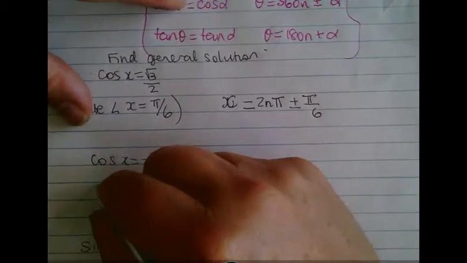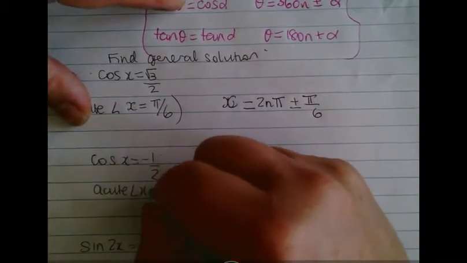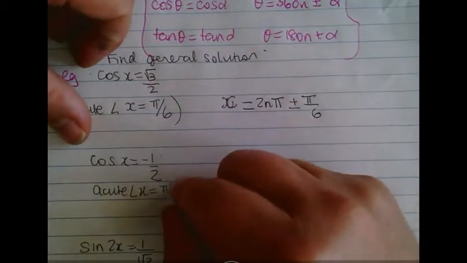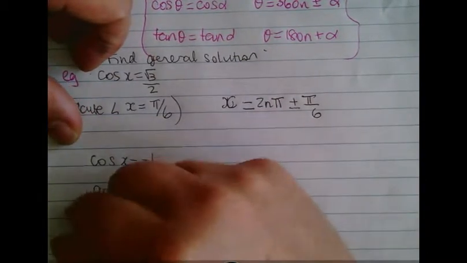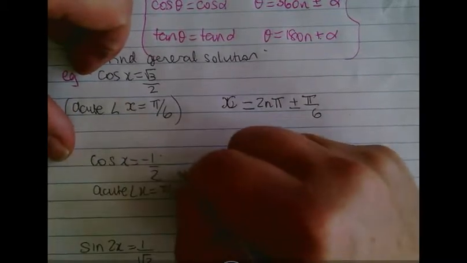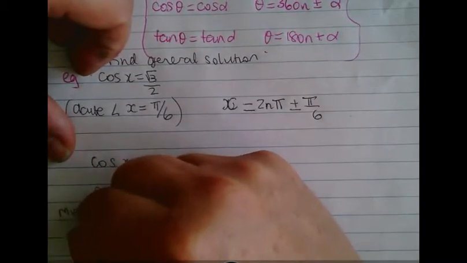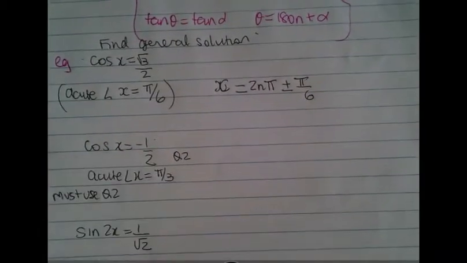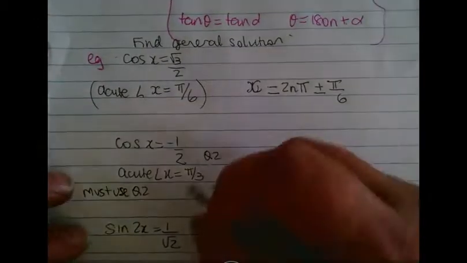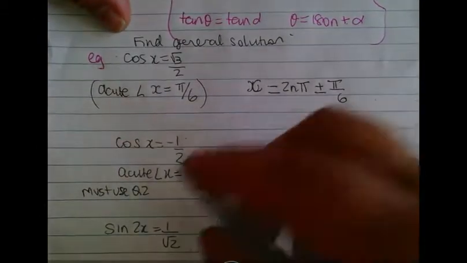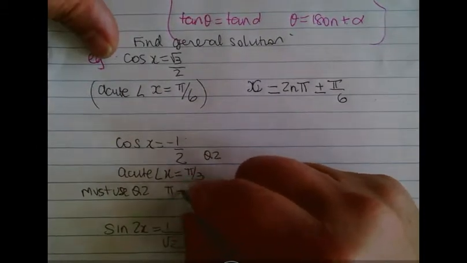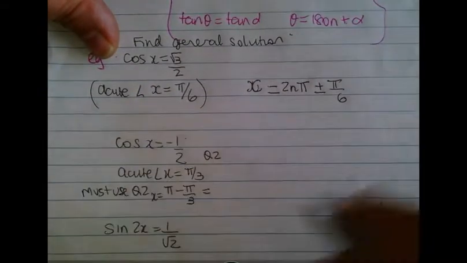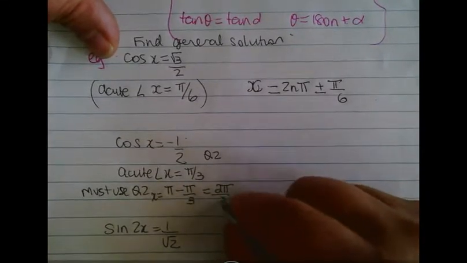So I'm actually going to write what the acute angle is first. Cos of what is a half? Cos of 60, which is pi on 3, but we don't use that, because it's negative. Cos of pi on 3 is not negative, so you can't use it. So you must use quadrant 2 when cos is negative. Quadrant 2 is pi minus pi on 3. So the angle you're going to use is pi minus pi on 3, which is 2 pi on 3.